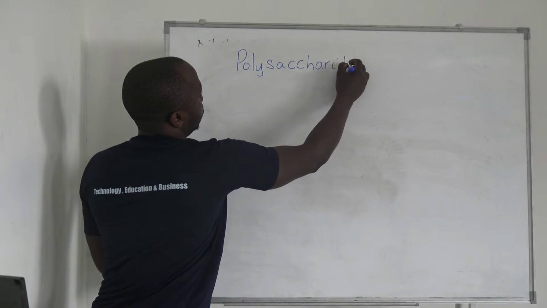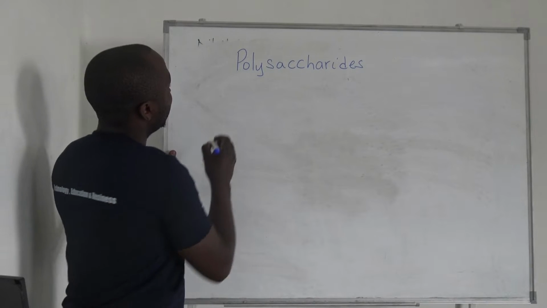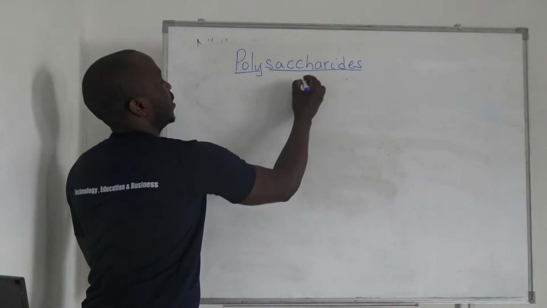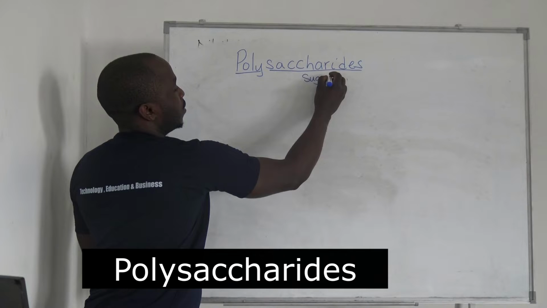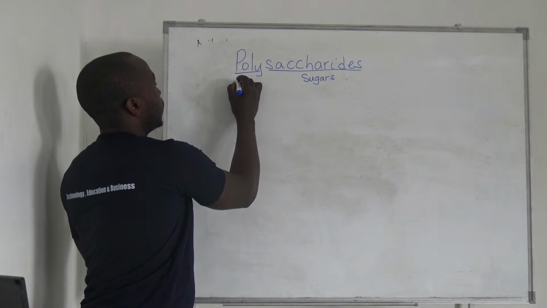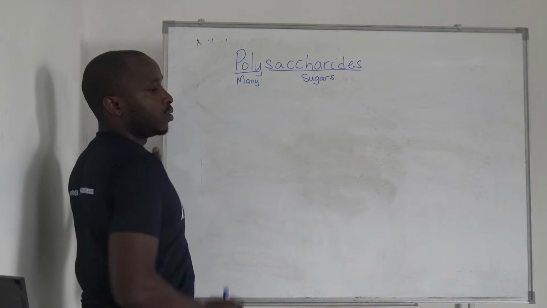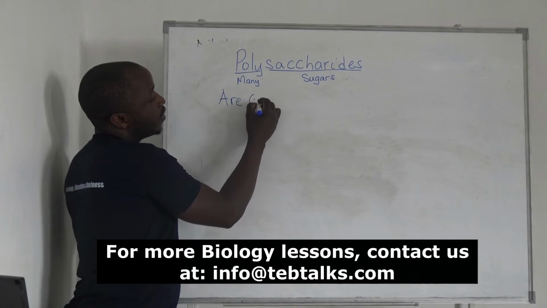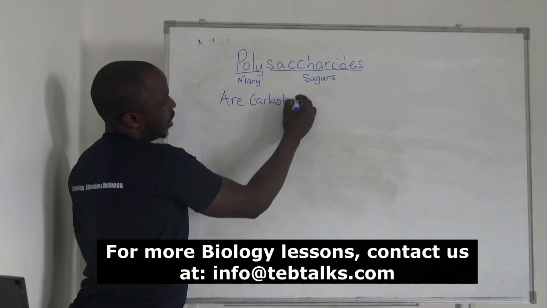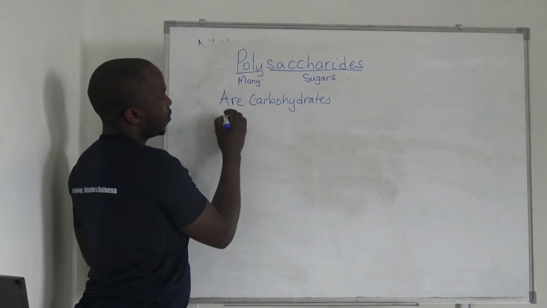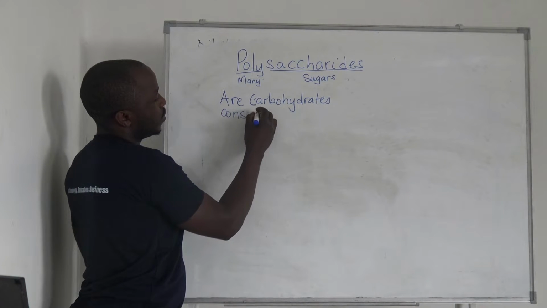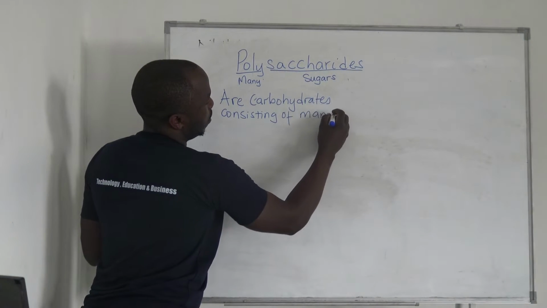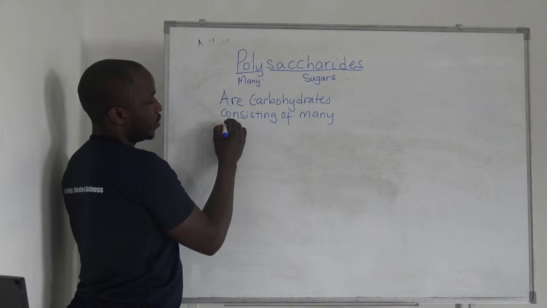Polysaccharides. The words are longer, but the meaning still comes out. Saccharose, the Greek word, standing in for sugar. Sugars now, it means poly is many. So meaning that polysaccharides are carbohydrates consisting of many sugar units.